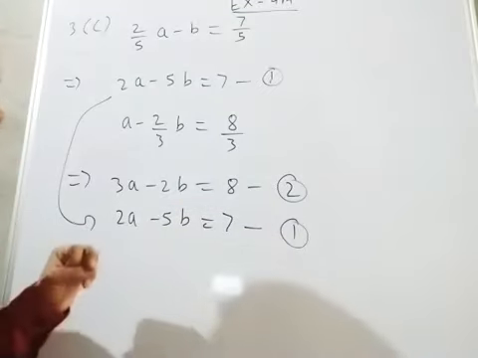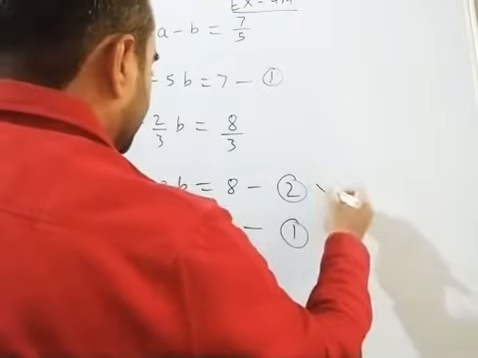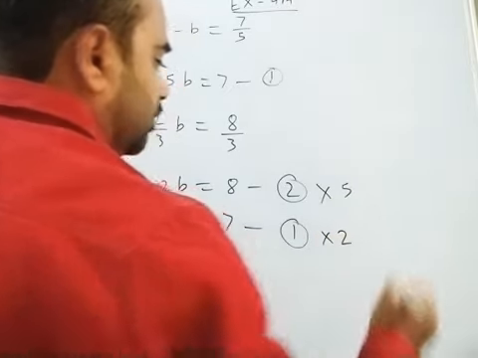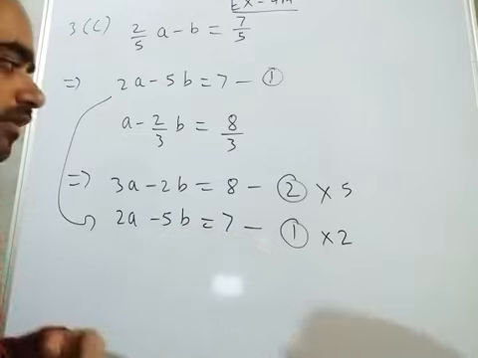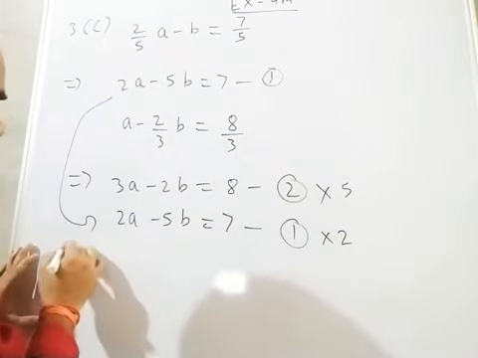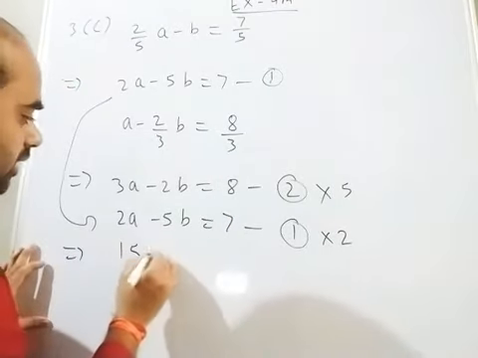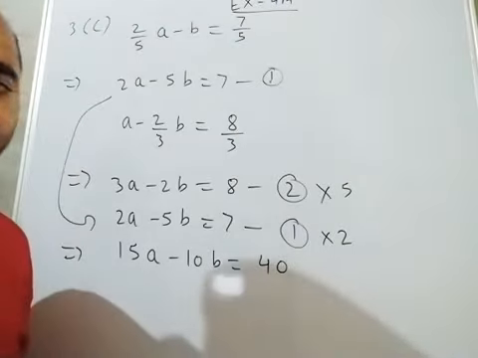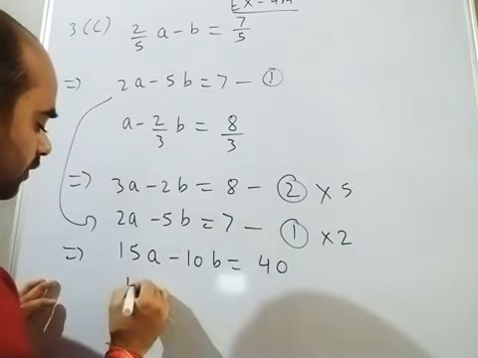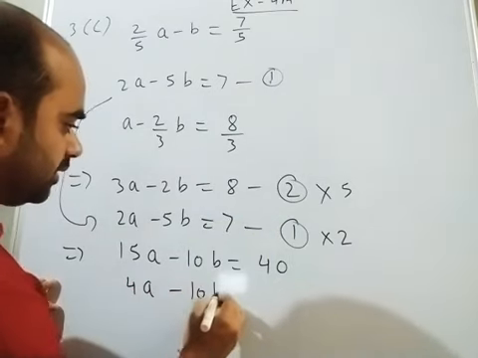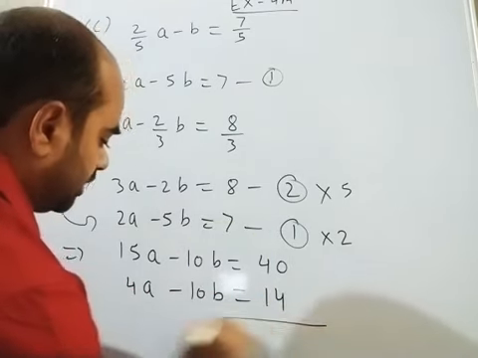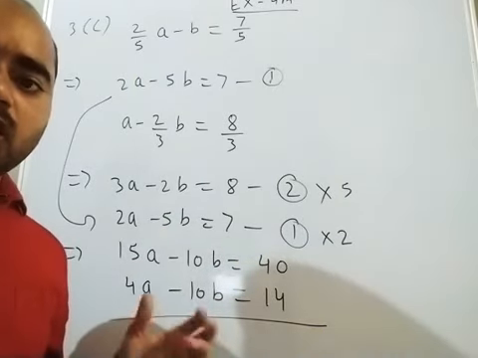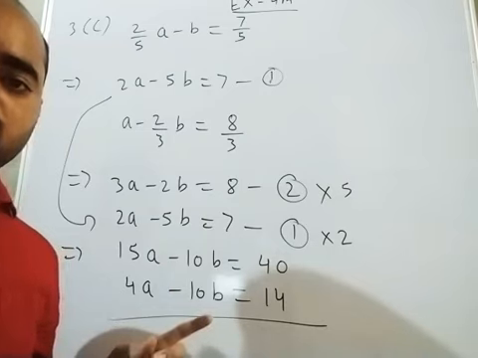Correct? It means in this equation we will multiply by 5, in this equation we will multiply by 2. Clear? Whenever you multiply, what will become? This will come 15a minus 10b is equal to 40. Remaining equation, 4a minus 10b is equal to 14. Correct? Coefficients equated. After equating the coefficients, we have to check for the signs.